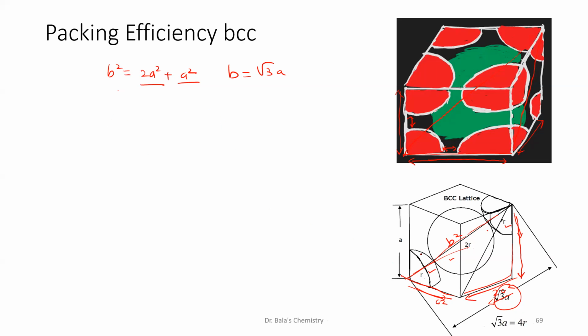Now here also the same thing. Here 1R is there, that is a radius, from the center of the atom to the corner. And here one radius. The center is a radius, and here one radius, so 2R, and here also 1R. So totally B is equal to 4R. So we have to equate these two B values: 4R is equal to root 3 A. So A is equal to 4R by root 3. Is that clear?